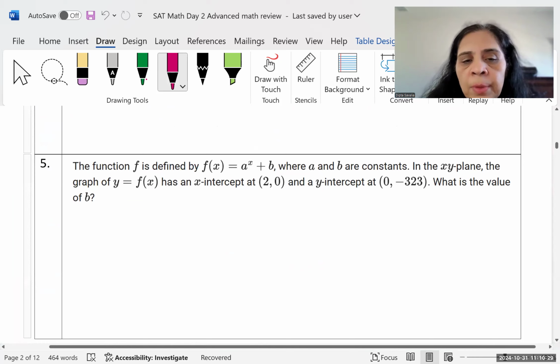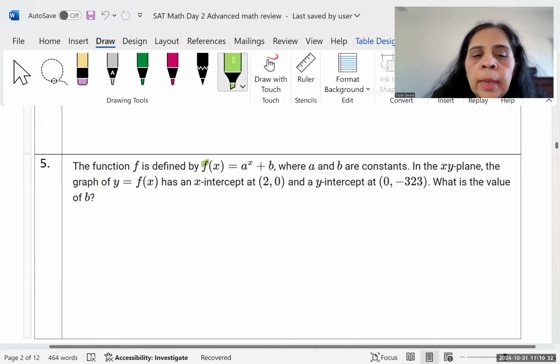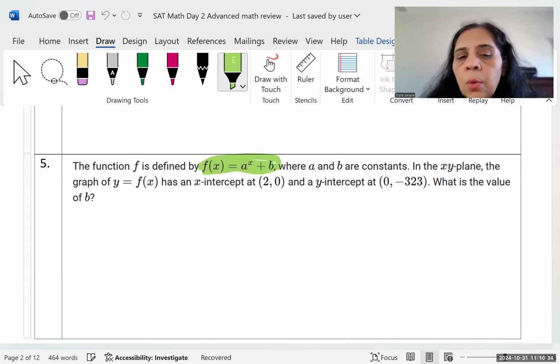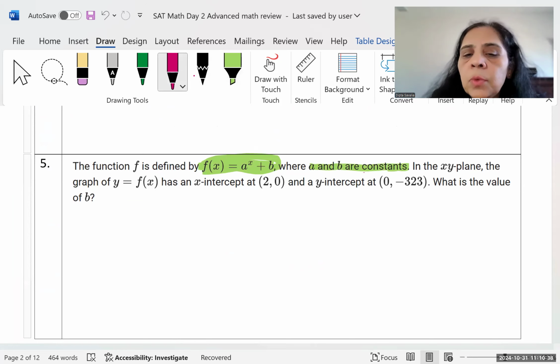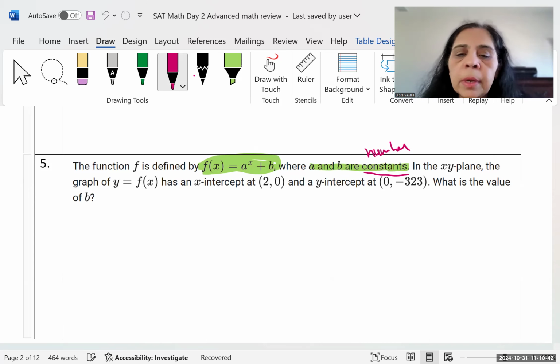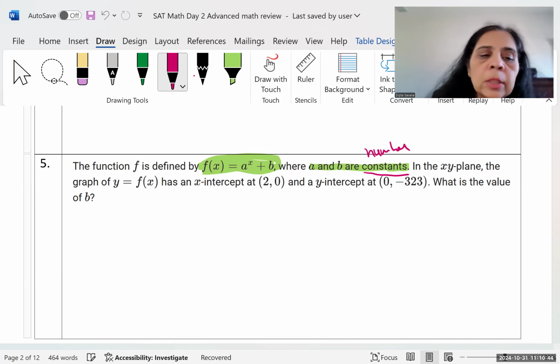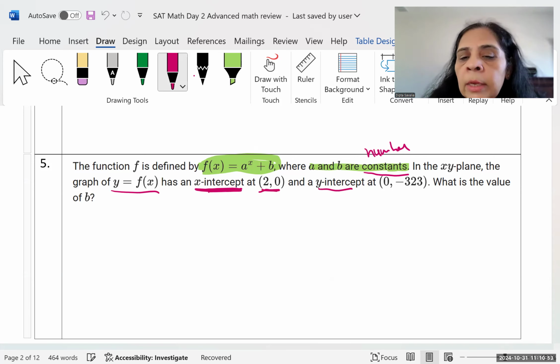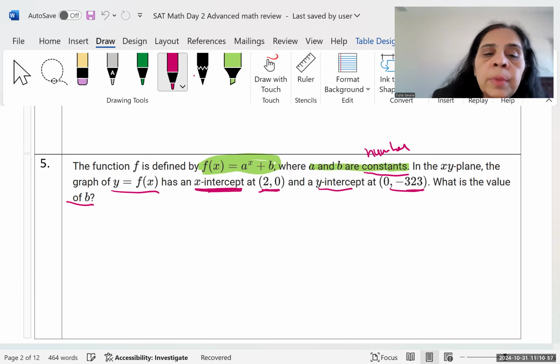All right, let's see number 5. The function f is defined by, so we have been given this function where a and b are constants. What does constant mean? We all know that means any number. It could be any number. In the xy-plane, the graph y = f(x) has an x-intercept. Again, we have the keyword x-intercept. We have that already. And the y-intercept, we have that already. Then what are we looking for? What is the value of b?